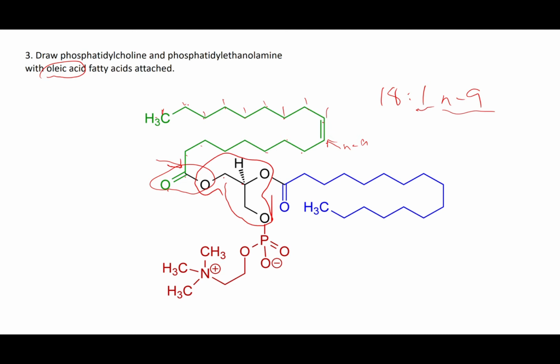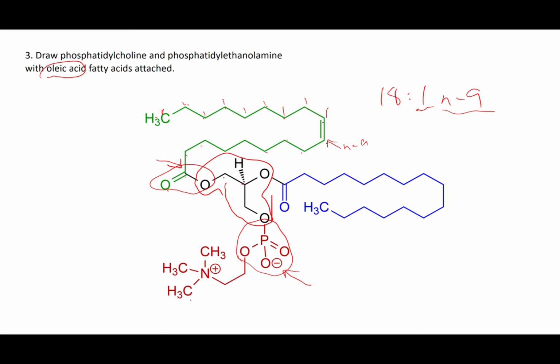For the phosphate, we draw a phosphorus surrounded by 4 oxygen atoms. One of them has a double bond, and we need to have the negative charge. The phosphate will always have a negative charge unless we're at extremely low pH, like pH 1.